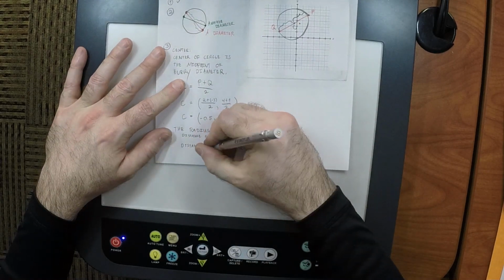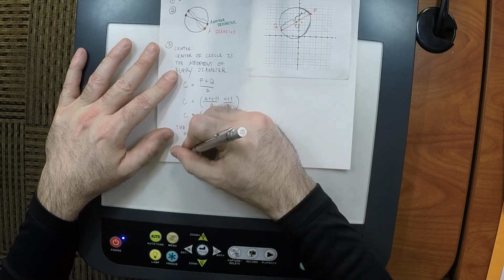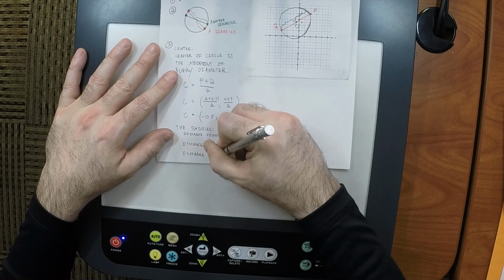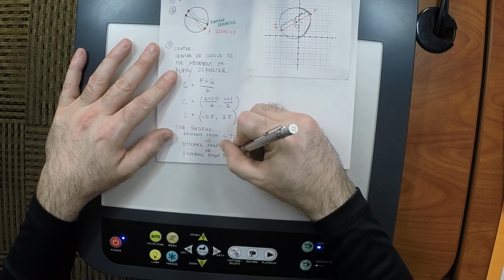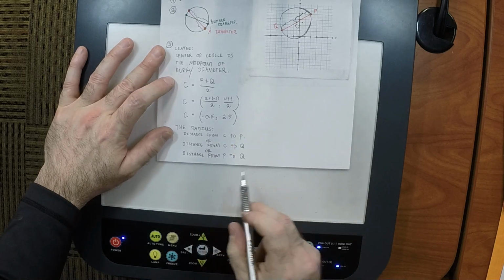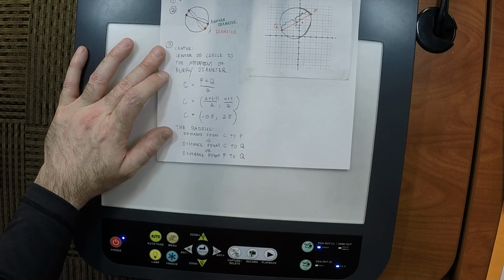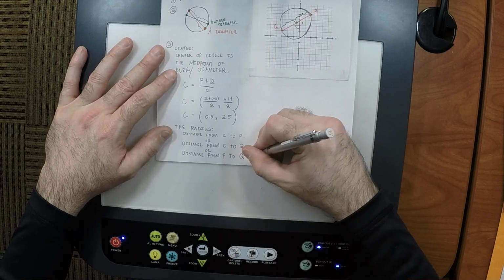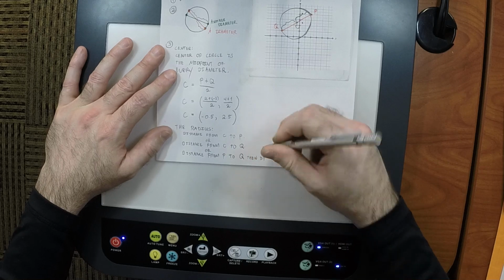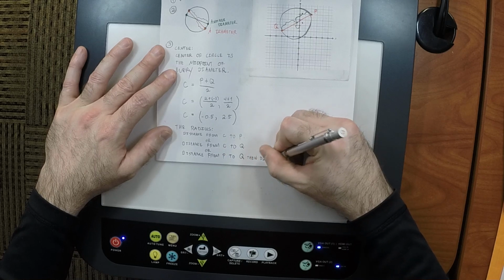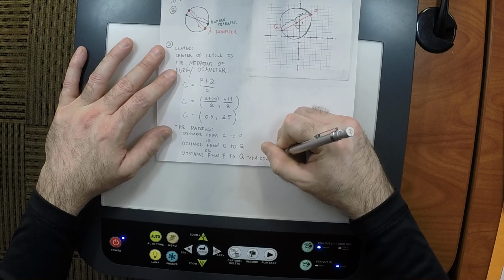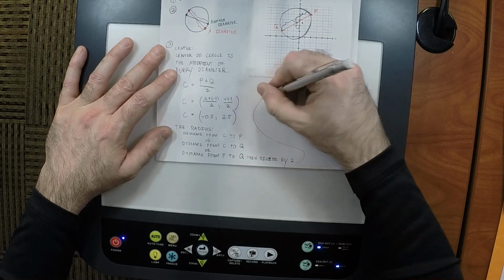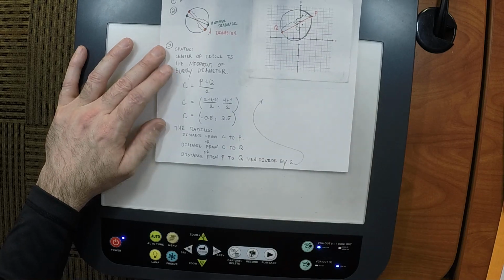So I could calculate the distance from P to Q, but I'd need to do something else. What? Then divide by 2, because the distance from P to Q is the diameter. Then divide by 2. Okay, so I'll do that very quickly because we're hitting the clock here.